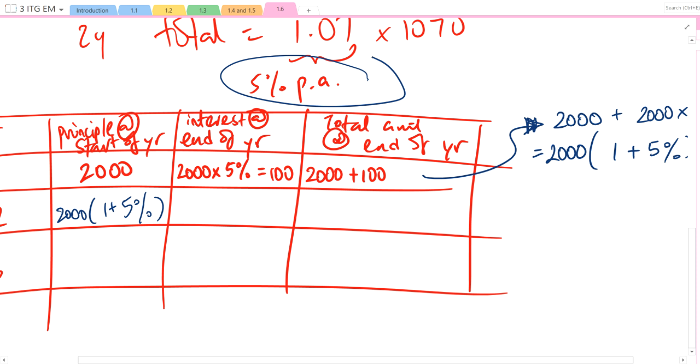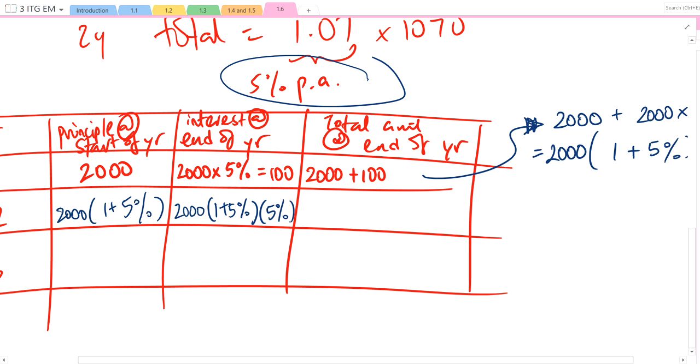2000 times 1 plus 5%. Yes, correct. So now the interest at the end of the second year, we take the principal multiplied by 5% again, isn't it? Okay, let's do that. 2000 times 1 plus 5% times 1 plus 5% times 5%.